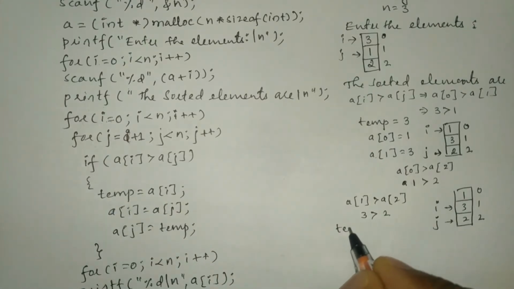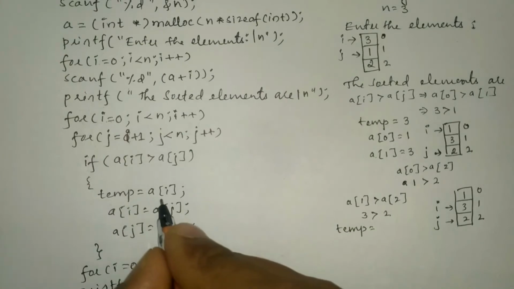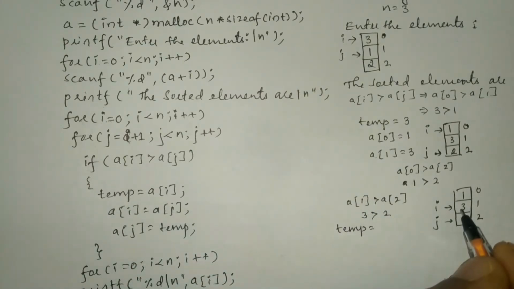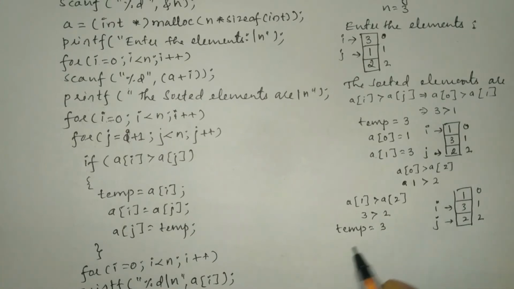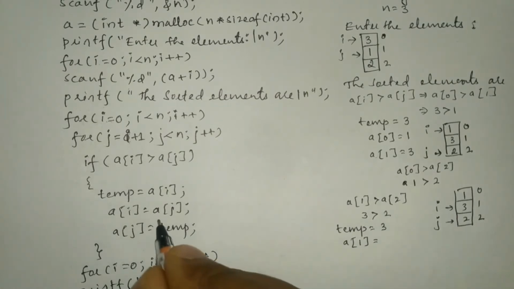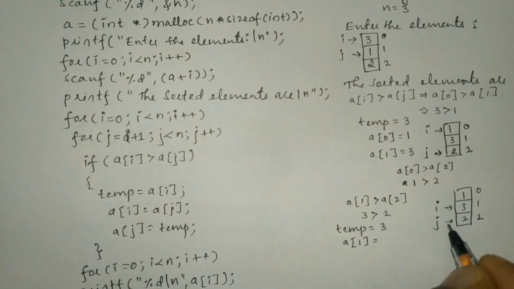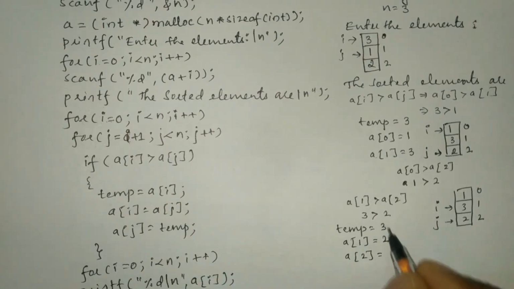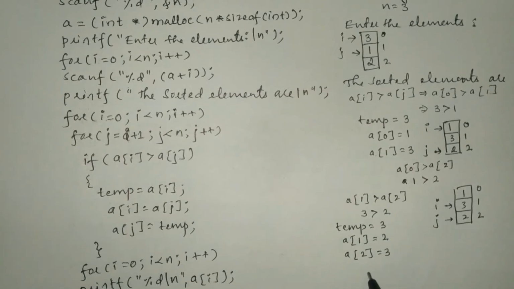What will happen now? We'll write temp is equal to a of i. a of i, that is a of 1, consists of 3. So here 3 is assigned to temp. Next, a of i, that is a of 1, is equal to a of j, which is 2. So a of 1 now holds the value 2. Next we'll write a of j is equal to temp. Temp is holding the value 3.